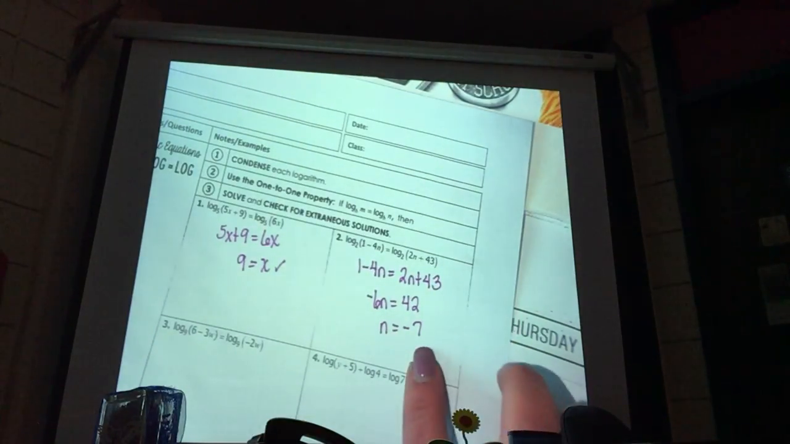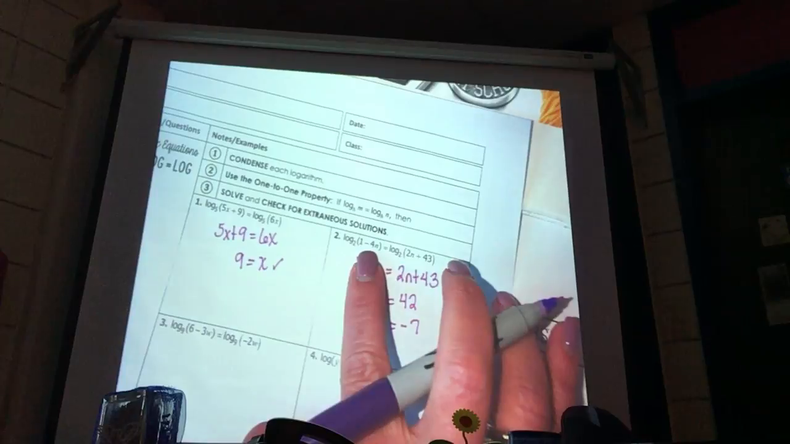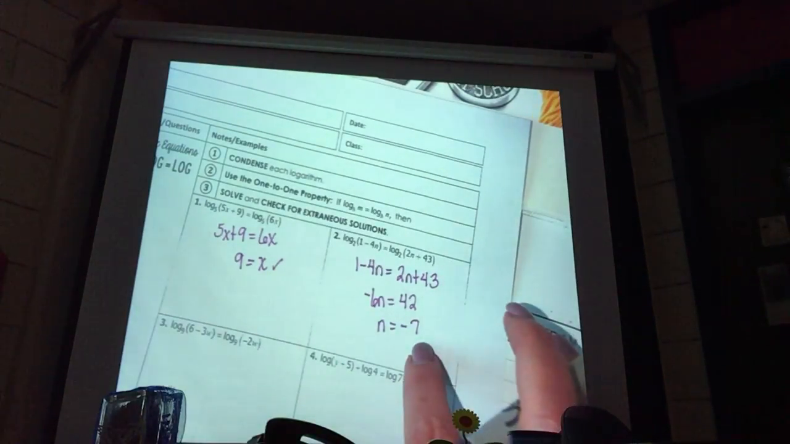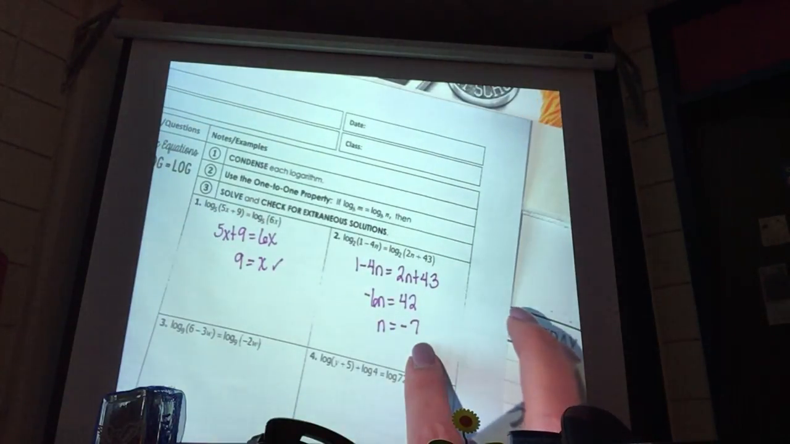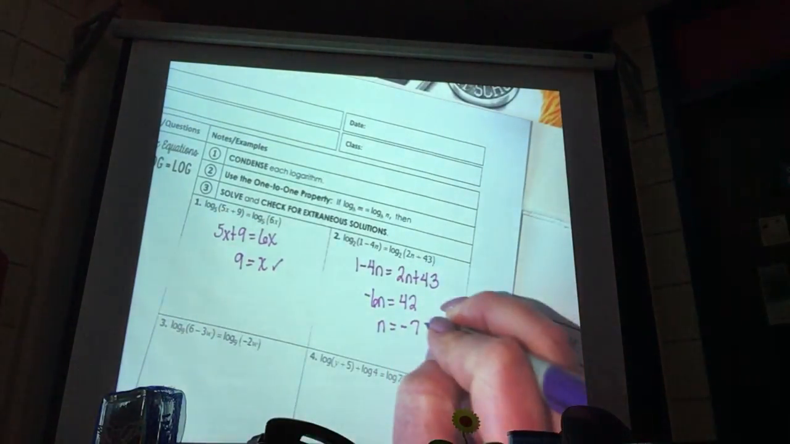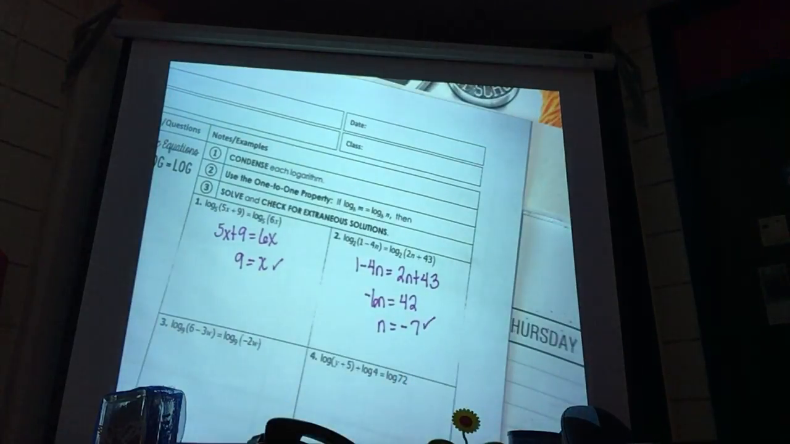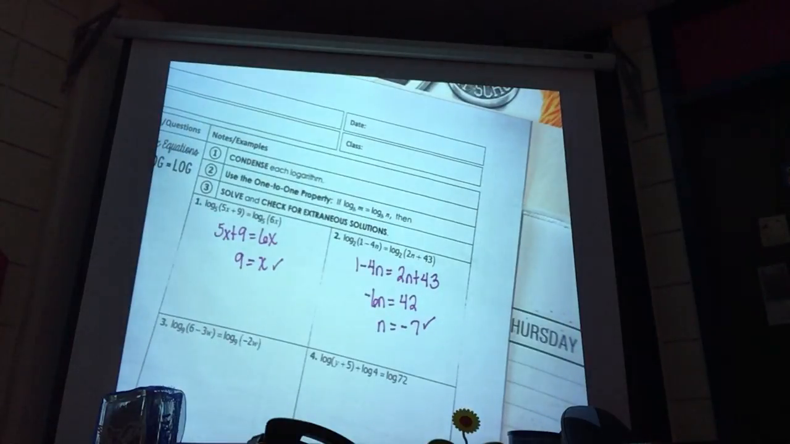All right, if you check that, guys, 1 subtract 4 times negative 7 gives you 29. And if you put that in, it works. Questions on 1 or 2? Everybody good there?